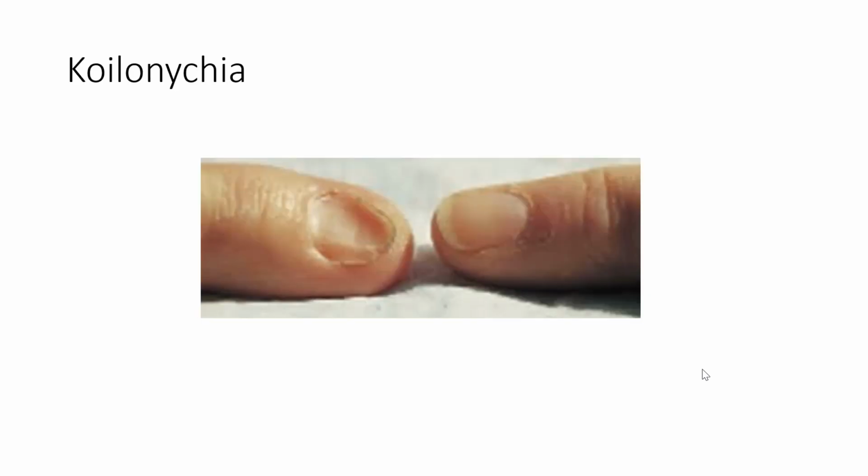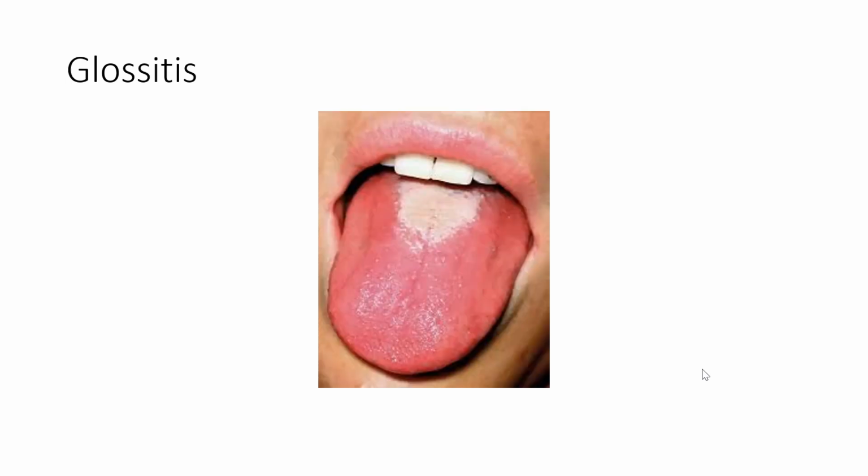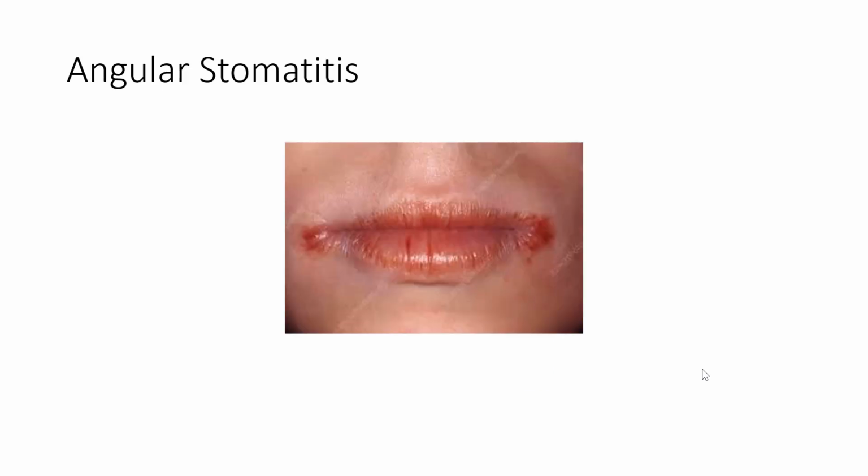And they classically have, of course, this is chronic in nature, the spoon-shaped nails, as you can see on the left-hand side versus the normal structured nail there. Not sure exactly why it takes on this spoon shape, to be honest, but it does. And then the glossitis, the red beefy tongue, and classic angular stomatitis, cracks at the corners of the mouth.